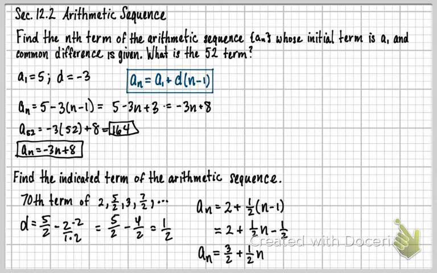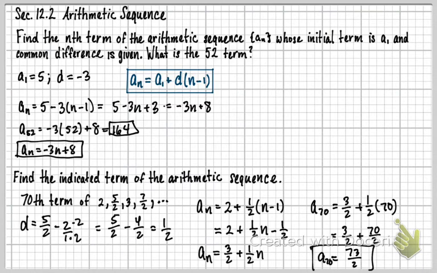Now what we're going to do is find the 70th term. So I'm trying to find a 70. And that simply means I'm plugging in 70 for n. So we get 3 halves plus 70 halves. So that equals 73 halves. So there's our actual answer for this problem. So that's another way I can look at it.